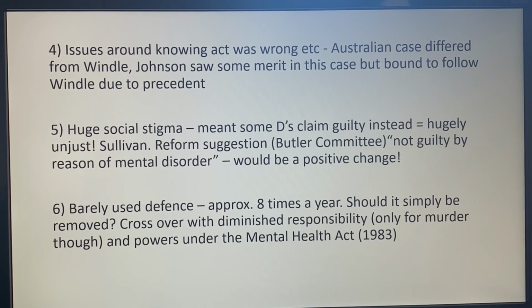Number 6, it's barely ever used. The general figure is about 8 times a year. That may vary year to year. So it's virtually never used as a defence, which you might think, well, why are we learning it then? But of course it is still valid. Should it simply be removed then? You've got crossover with diminished responsibility, though remember that is only for murder. You can only use diminished responsibility for murder as a partial defence.